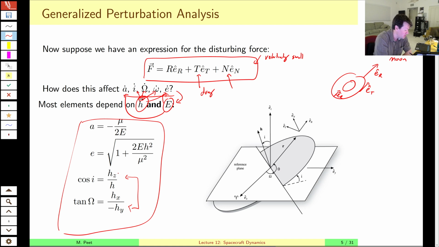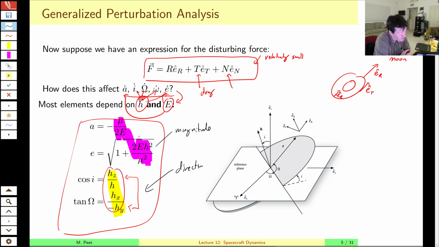So this is the z component of the angular momentum vector divided by its magnitude. There's the x component divided by the y component. So these depend on the direction of the angular momentum vector, and these other ones depend on the magnitude. These ones are a little bit easier to calculate. That's why we focus on them, because calculating the magnitude of these changes is a little bit easier than calculating the changes in direction.